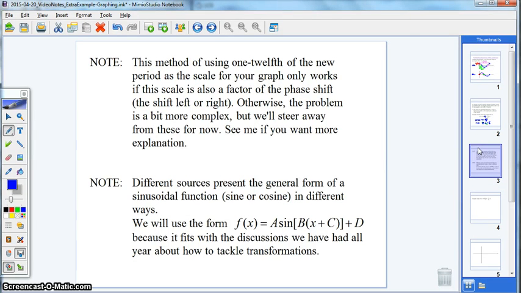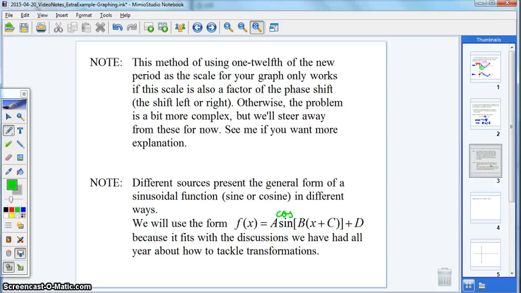Also, if you were to look at a different textbook or work with a different teacher, look at something online, they have different ways of presenting what is called the general form for a sinusoidal function. For this class, in order to match what we've already done with transformations of other functions, we're going to use the form f of x is equal to a times sine of b times the quantity x plus c, all plus d. By the way, a sinusoidal graph means either a sine graph or a cosine graph. And so this is the form we're going to use just because it fits with what we've already talked about as far as transformations.